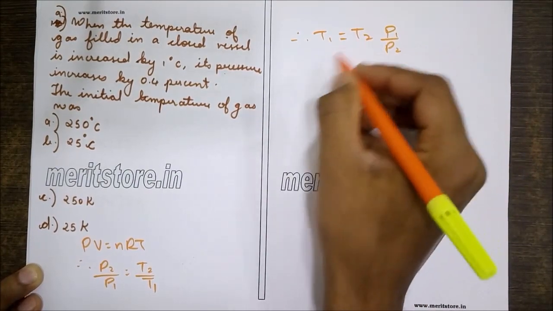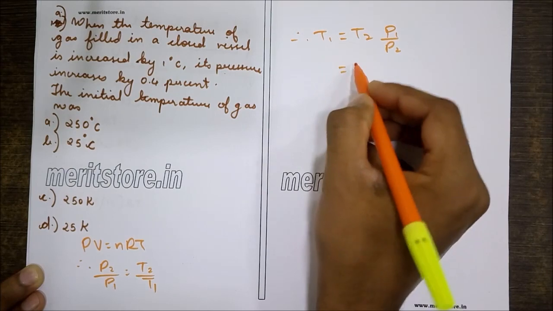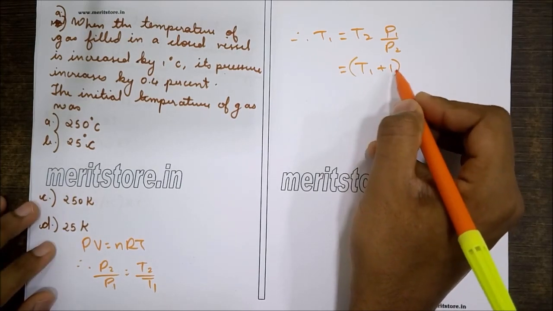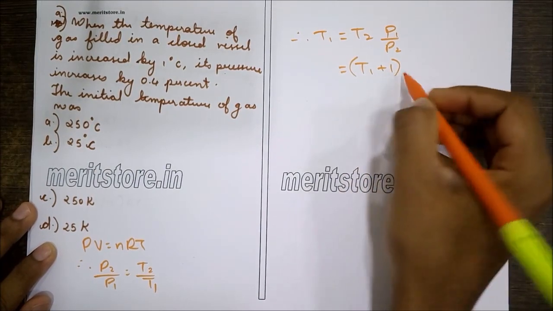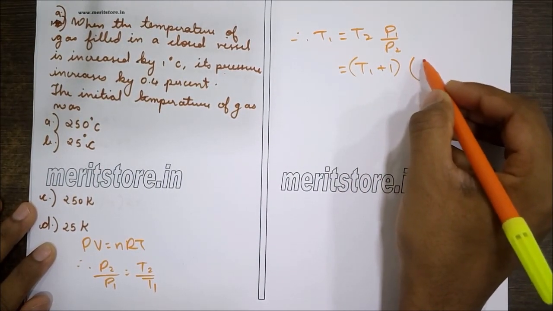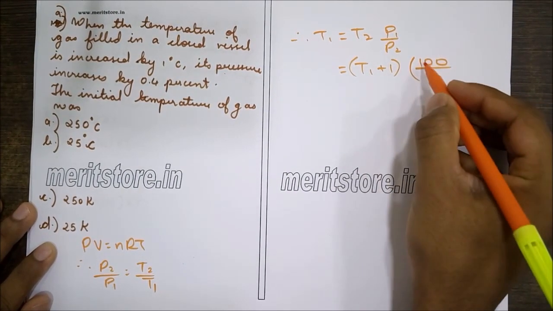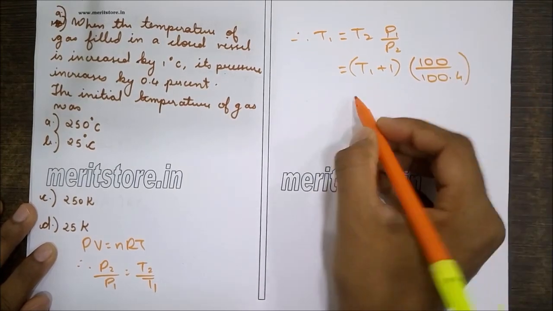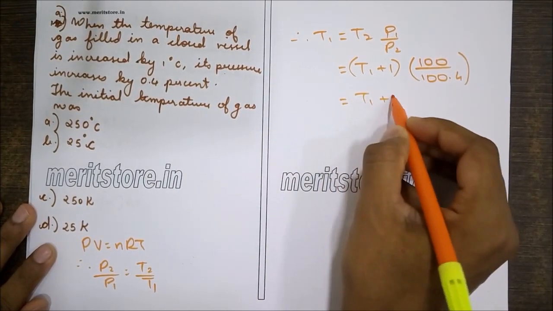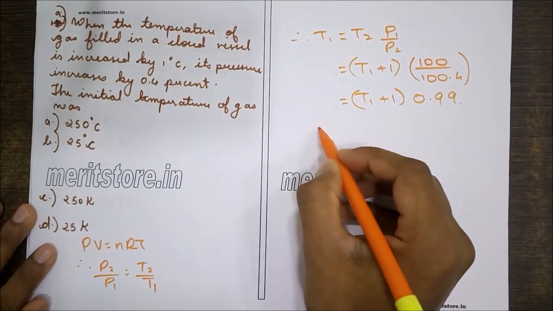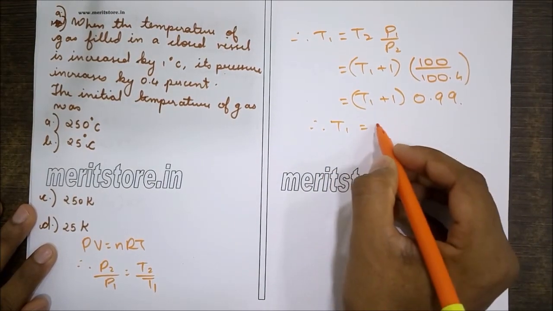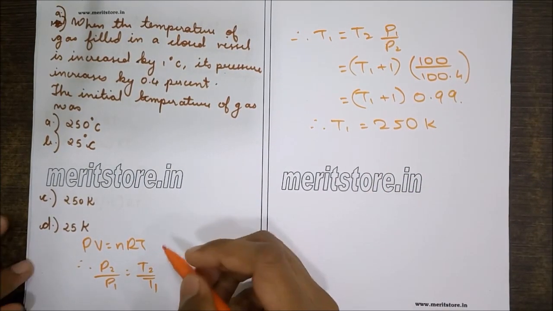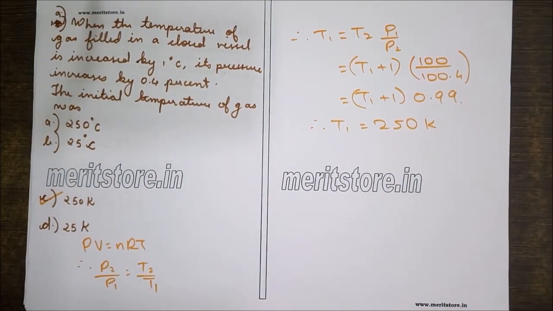and we need to find out the value of initial temperature, so T1 is equals to T2 times P1 upon P2. Now since they have given that the temperature is increased by 1 degree Celsius, so T2 would be T1 plus 1. Now it doesn't make a difference whether we take it as degree Celsius or Kelvin, so the temperature difference is anyways 1. So here it is 1 times P1 was, let's say, 100. If P1 was 100%, so P2 would be 0.4% increase, so that is 100.4. So T1 plus 1 times 0.99. So T1, on solving this, we get as 250 Kelvin. The answer we got in Kelvin because all the units are in standard MKS form. So therefore we got in Kelvin. Hence option C is the correct answer.